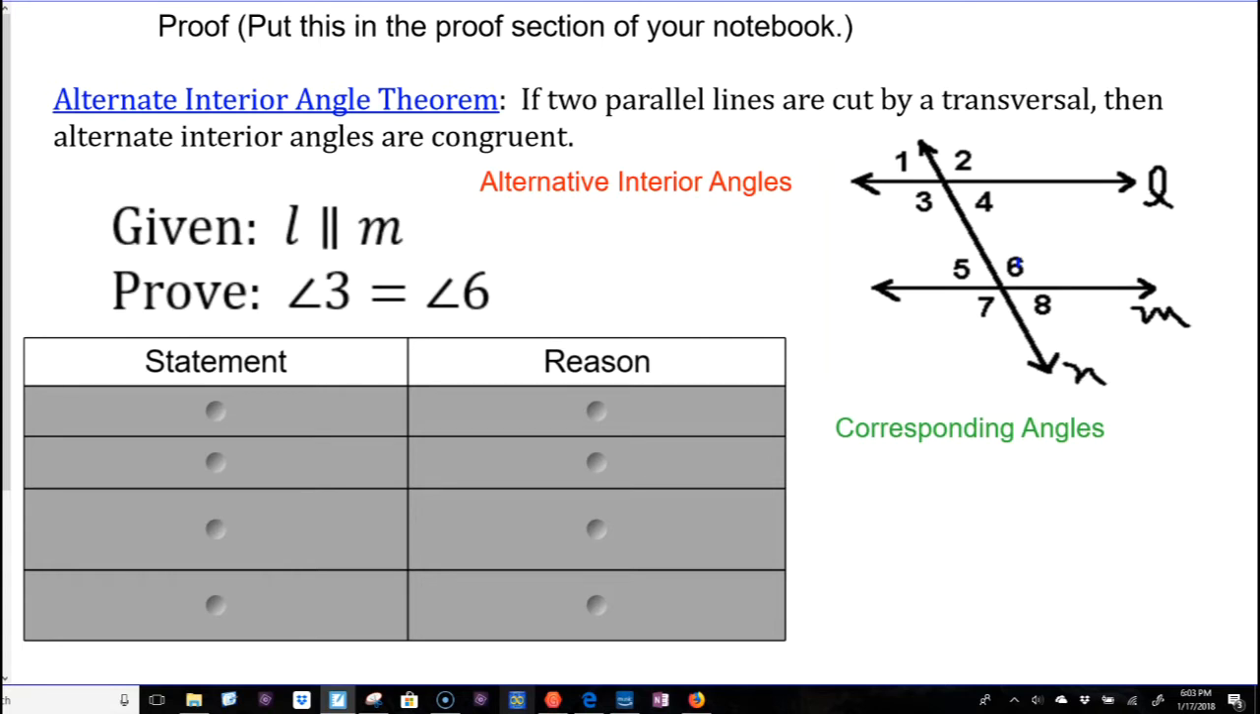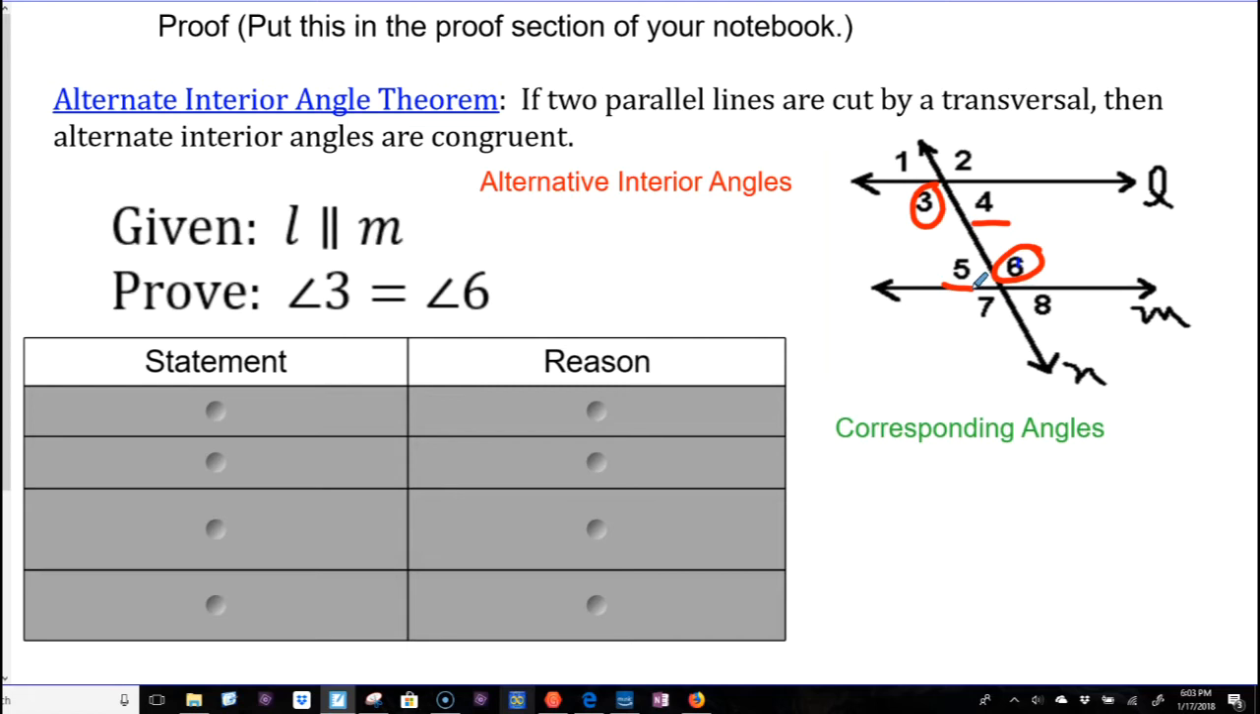So examples of alternate interior angles in this diagram to the right would be angles 3 and 6. They are going to be both inside our parallel lines, and they're going to be staggered every other. Another example of alternate interior angles from this diagram would be 4 and 5. So what we are trying to prove with this theorem is that angle 3 is going to be congruent to angle 6, and that angle 4 is going to be congruent to angle 5.